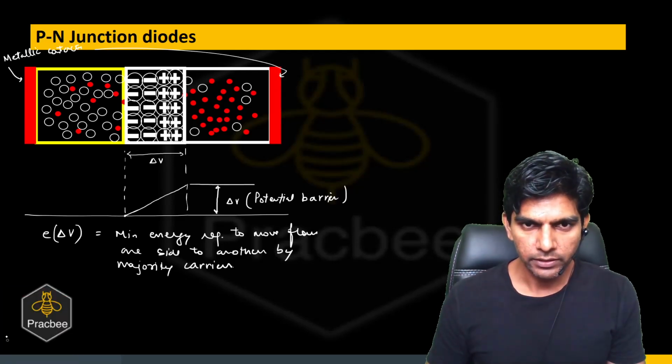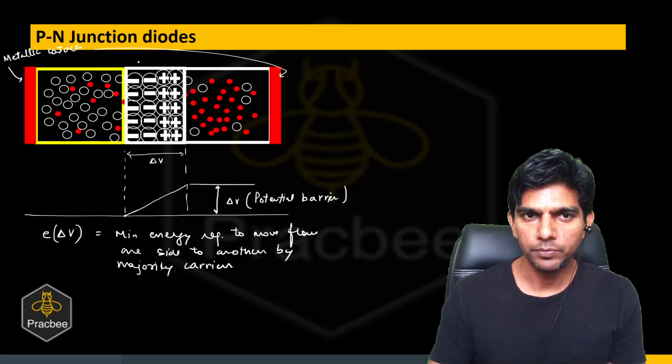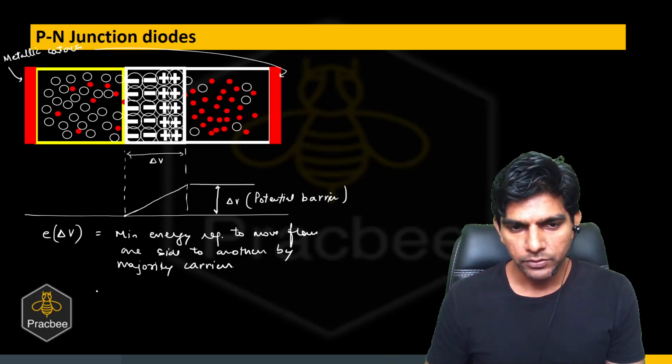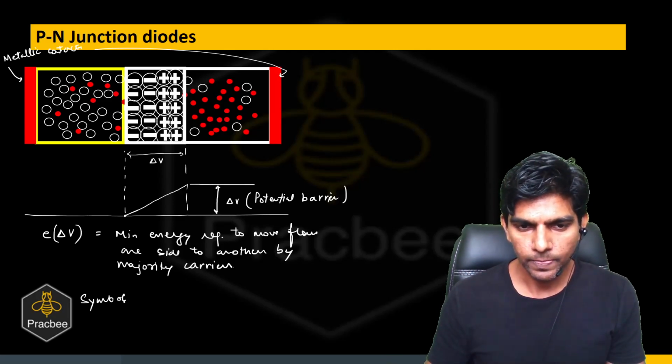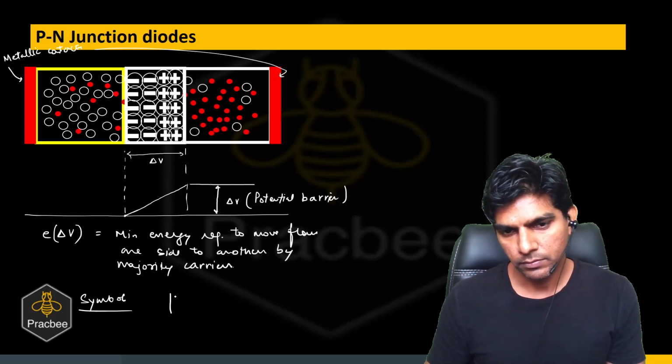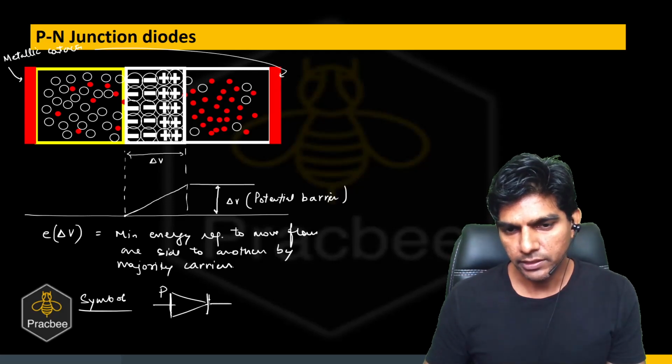Okay. So what would happen if we connect the junction with a battery? Before that, let us understand how to show a PN junction diode in a circuit. The symbol that we are going to use is a triangle with a vertical line. This triangle side is the P side and this vertical line side is the N side.